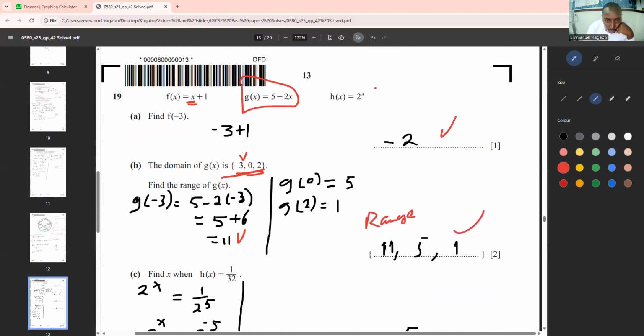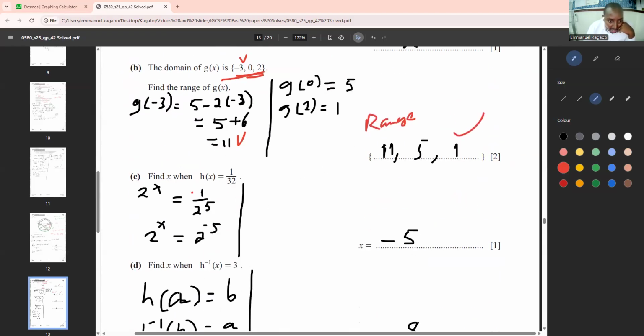Find x when h of x is equal to that. When you check, h of x is 2 power x. So 2 power x is equal to 1 over 32. And what's 32, guys, in terms of powers of 2? It will be 2 power x is equal to 1 over 2 power 5. Taking it up gives me 2 power x is equal to 2 power negative 5. If bases are equal, powers are equal. So x is negative 5. I hope you understand that.